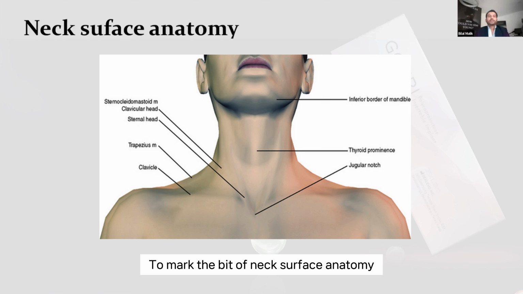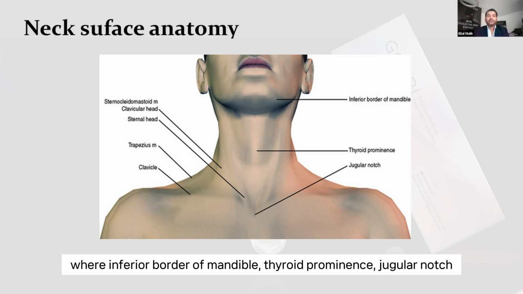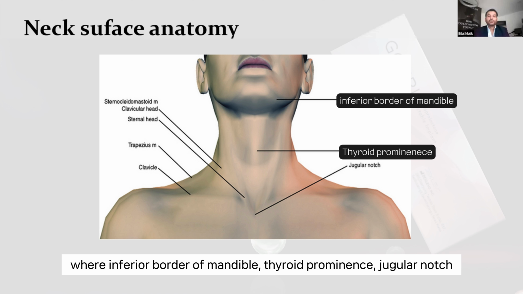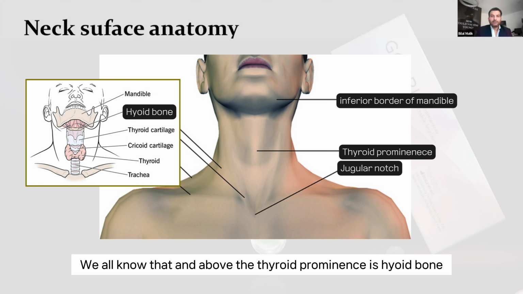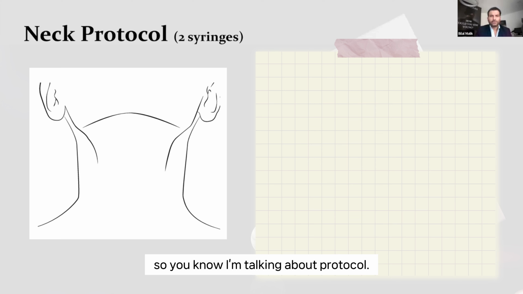To mark the neck surface anatomy, we are all aware of this: where the inferior border of the mandible is, the thyroid prominence, the jugular notch. We all know that. And above the thyroid prominence is the hyoid bone. So we are all aware of these areas. Just keep them in your mind so that you know when I'm talking about the protocol.